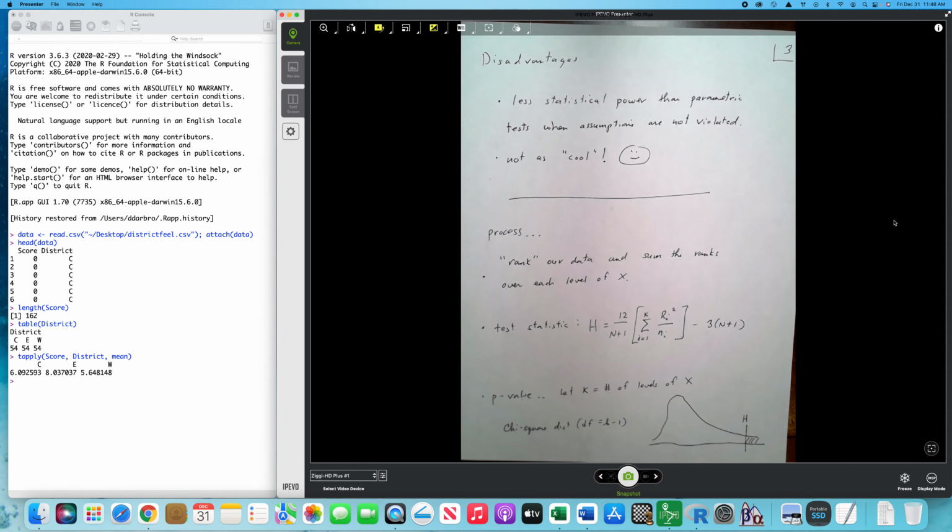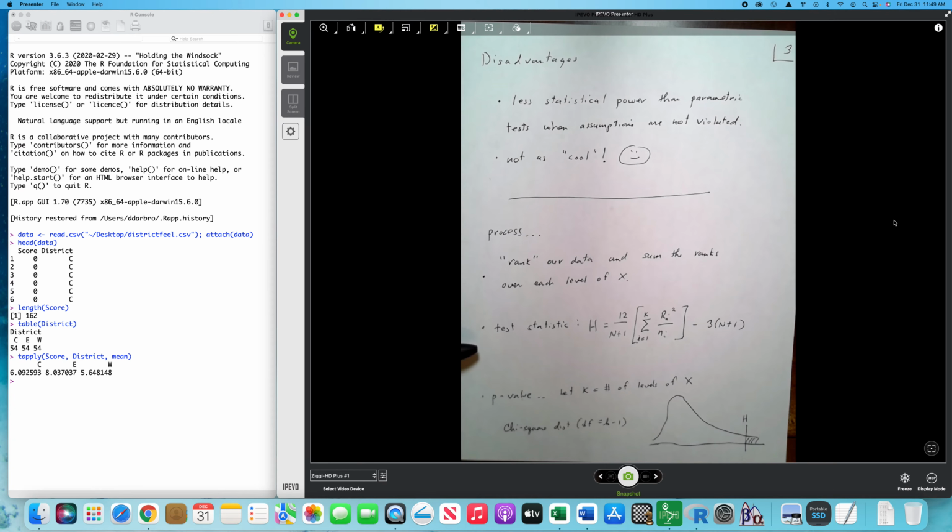So the process, and I want to focus on the ANOVA alternative, the Kruskal-Wallis test, is that we rank our data and then we sum the ranks over each level. And this is a little tricky, and I'll explain that as I go through the example.